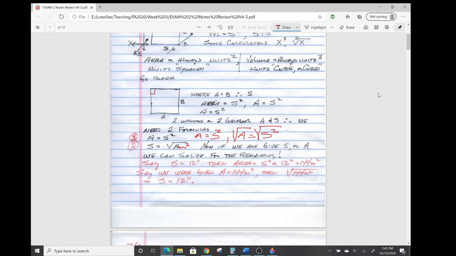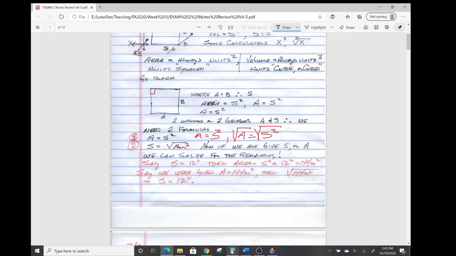Say we were given the area in the first place. Say it's a square, and the area is 144 inches squared. Then we take the square root of 144 inches squared, and we end up with what? 12 inches, right? So let's go over to our calculator.